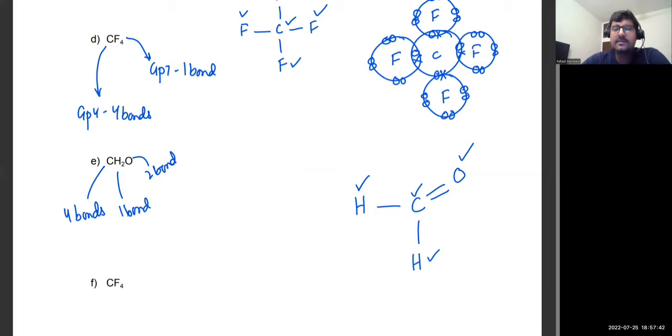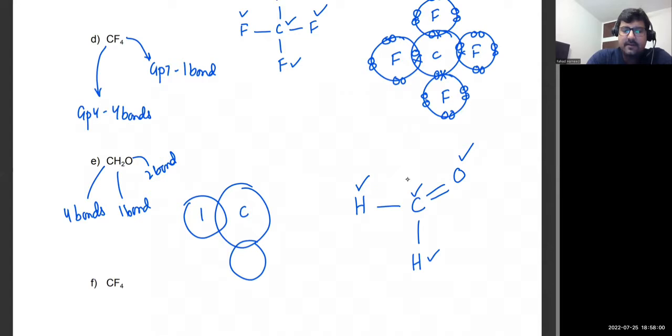The dot and cross ion is this thing. We're gonna use this to make the dot and cross. Okay, I've got carbon in the middle. I've got hydrogen. There's another hydrogen, right? And there's an oxygen, right? So it's carbon, oxygen, hydrogen, hydrogen.